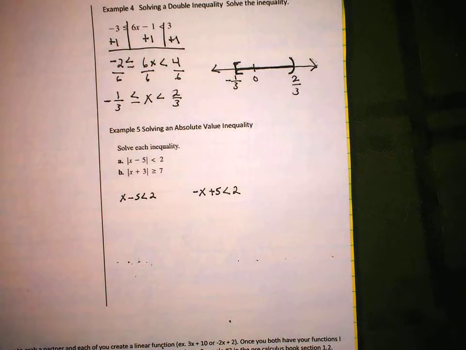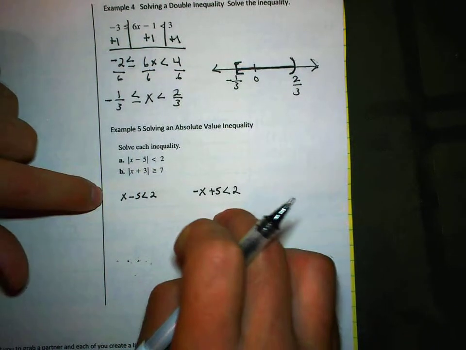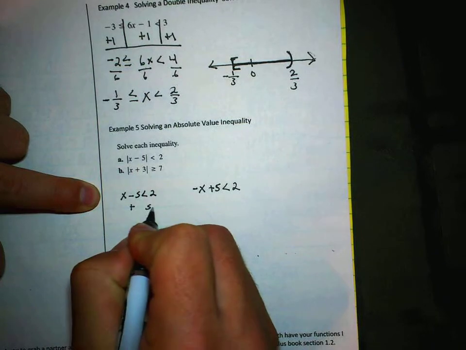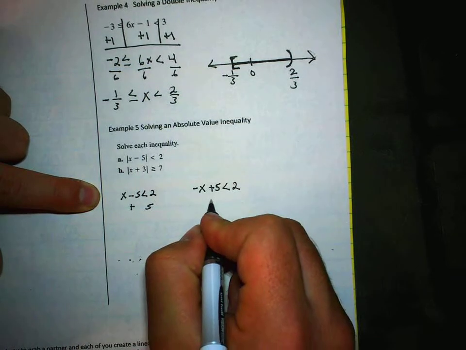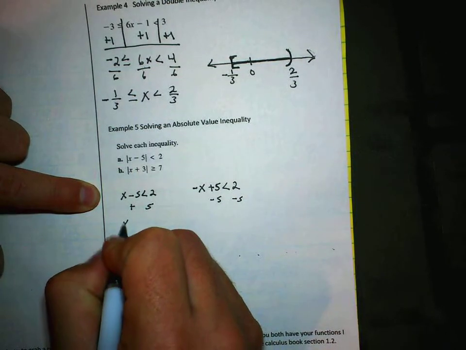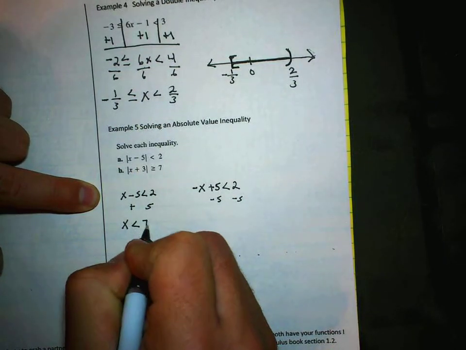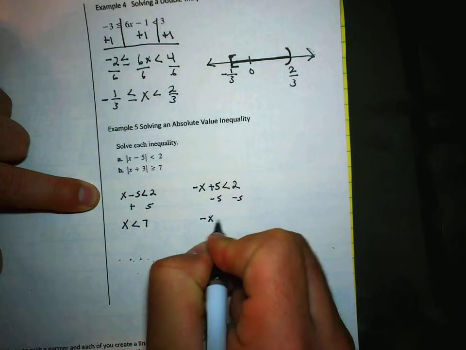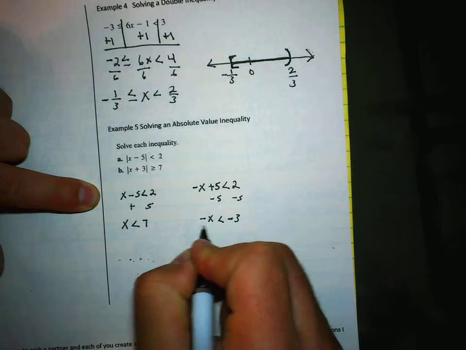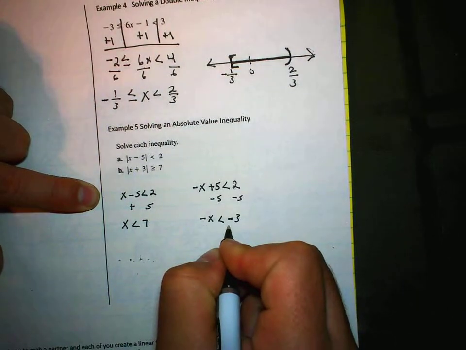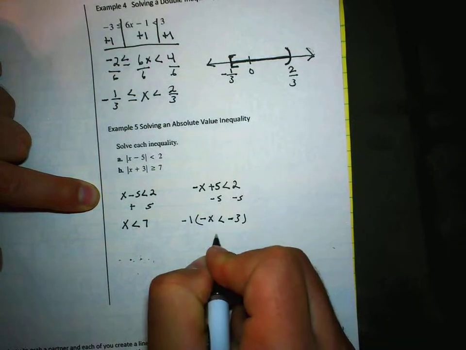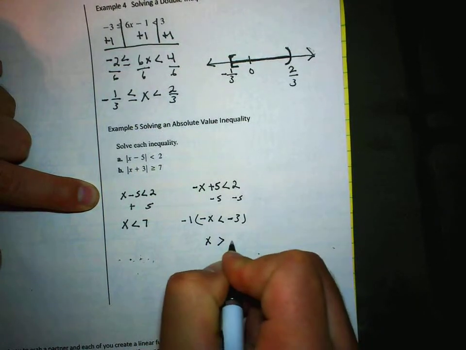Now, we can do this and solve for x individually. So add 5 here and subtract 5 here. So I'm going to wind up with x less than 7 and a negative x less than a negative 3. Now here I still have another step. I need to make that positive. Well, when I multiply the entire problem by a negative 1, I'm going to change my sign so that x must be greater than 3.